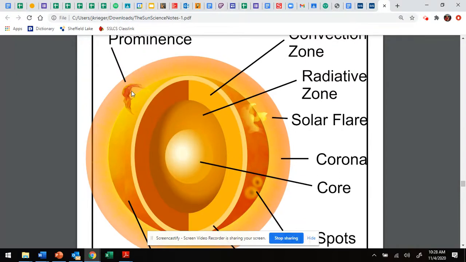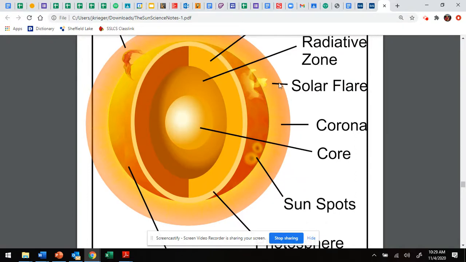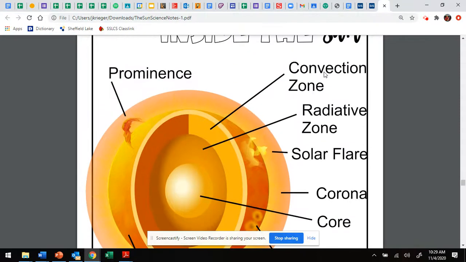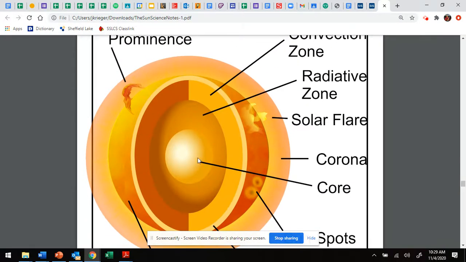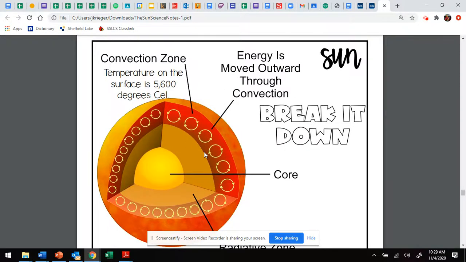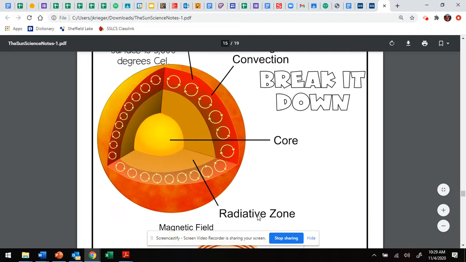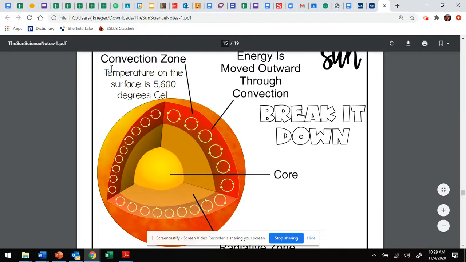The prominence and the sunspot are all part of the outside of the sun that we can see. This radiative zone and convection zone are all on the inside of the sun. We obviously can't see that visibly with our eyes. But it is important to know these terms, and it's important that you understand what layers are on the inside of the sun. That's our radiative zone, our convection zone, and our core.